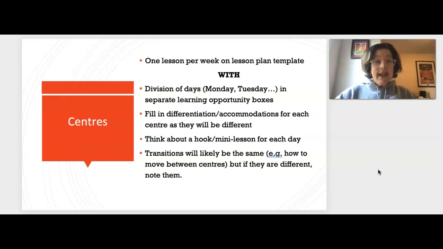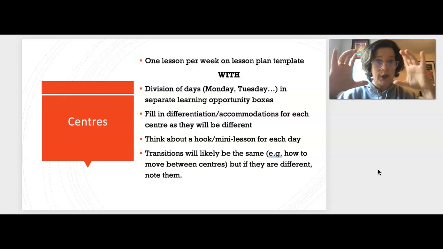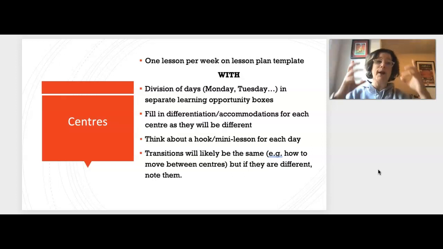Okay. Centers. Now, especially those K to 2, possibly 3, there's lots of center time. So this is how we want you to deal with center time. You can do one lesson per week if you're doing centers on the lesson plan template. We want you to do a division of days. So Monday will have its own learning opportunity box, Tuesday will have its own learning opportunity box, Wednesday, Thursday, kind of thing. We want you to fill in the differentiation accommodations for each center, as they will be different, right? If you are doing a very hands-on center versus a writing center, those differentiation accommodations are going to be different.